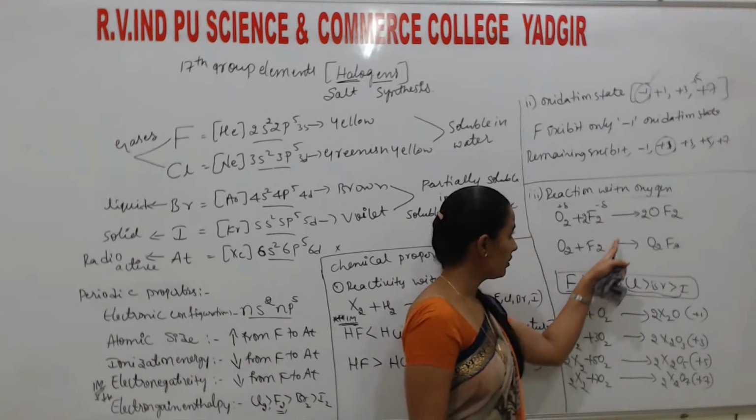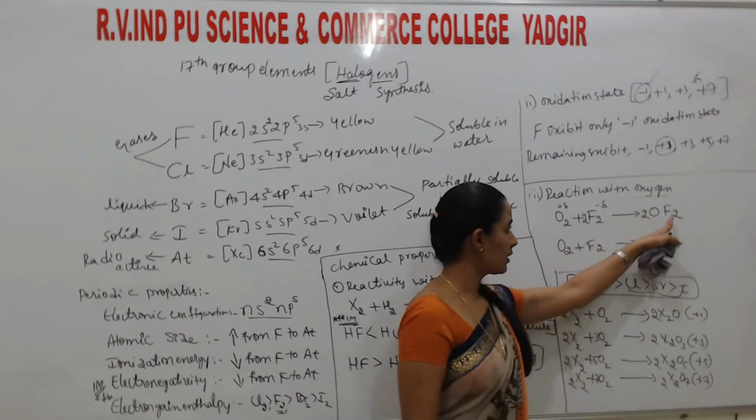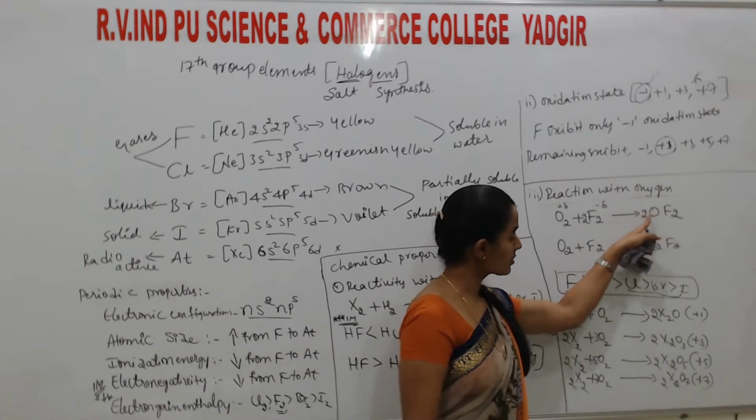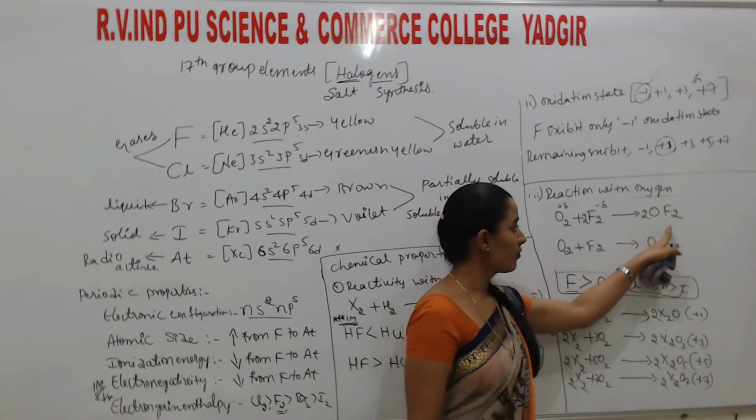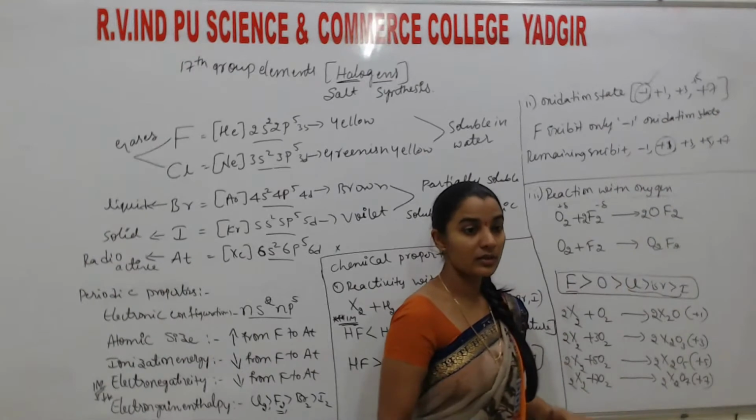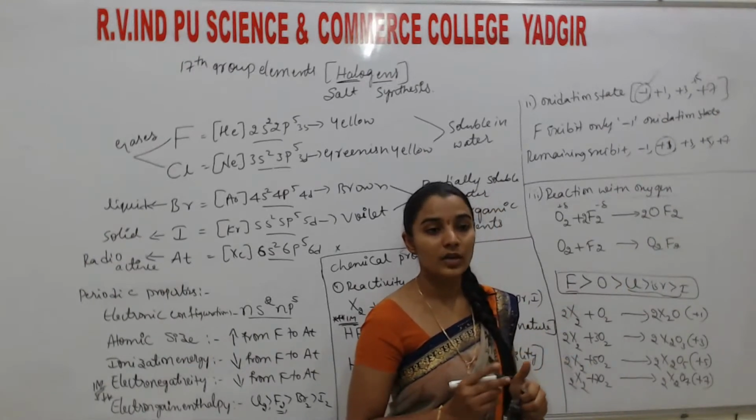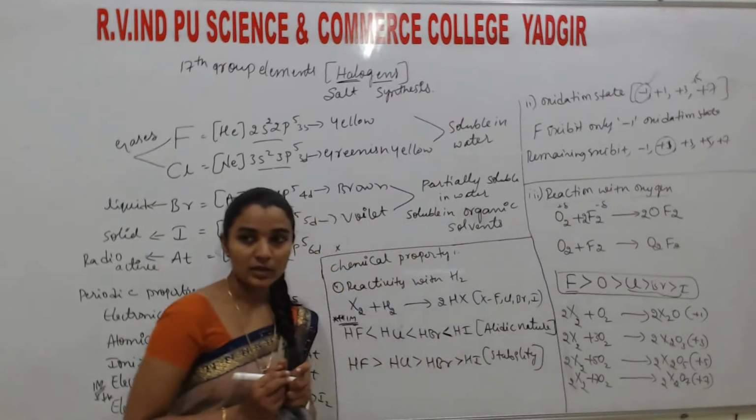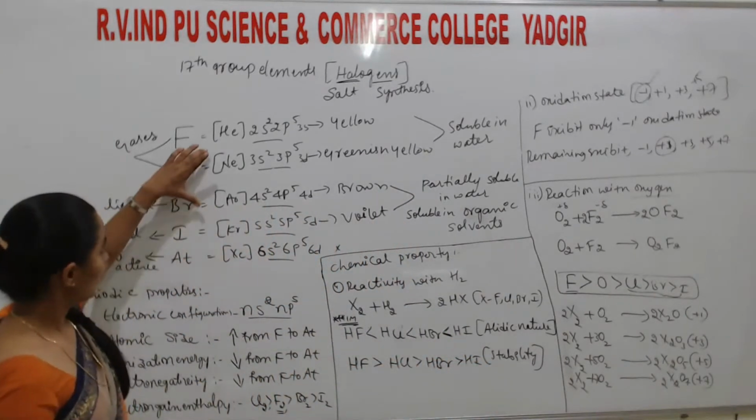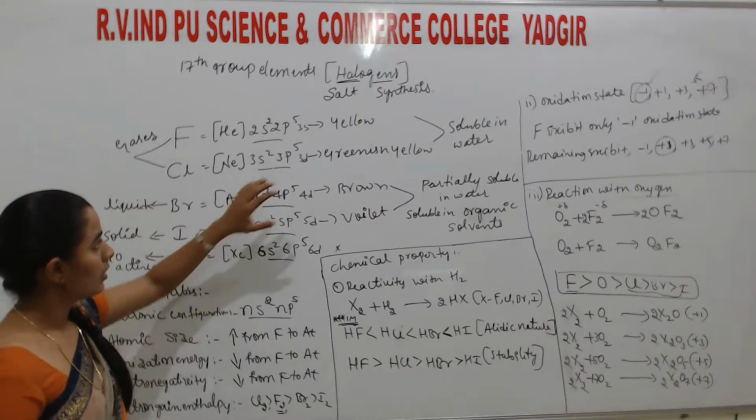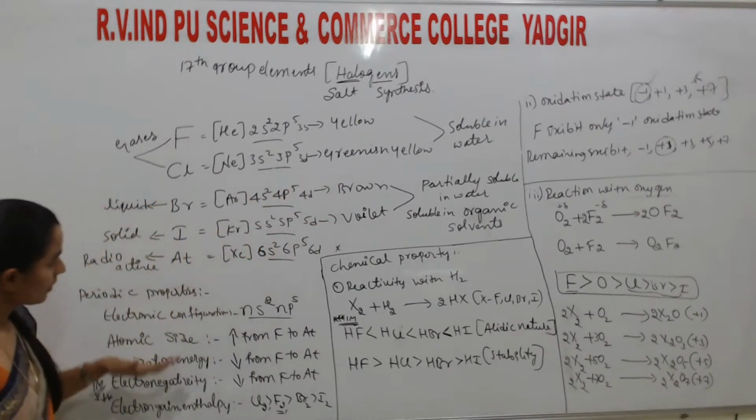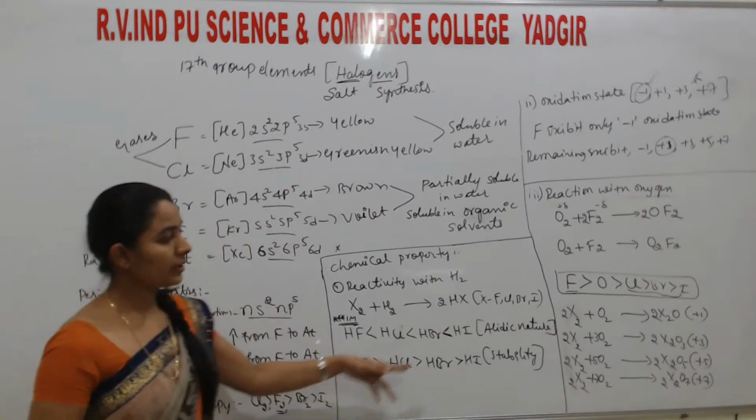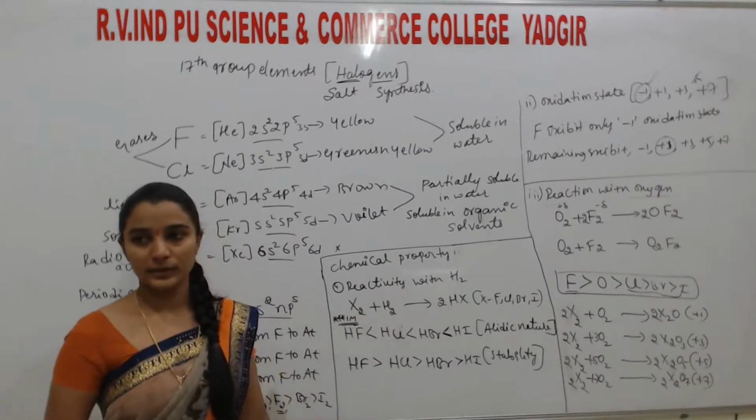Understand? Here compare, fluorine is highly electronegative than oxygen. That's why oxygen is in plus oxidation state, fluorine is in minus oxidation state. This is the difference, the anomalous behavior, different behavior of fluorine. Understand? So this is all about their electronic configuration, their physical properties, periodic properties, and chemical properties.